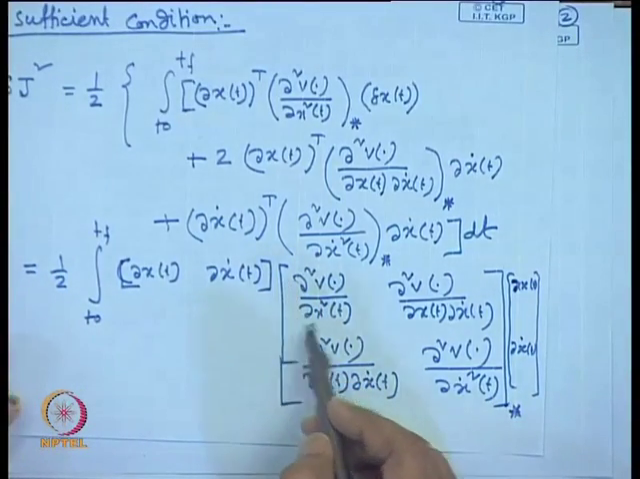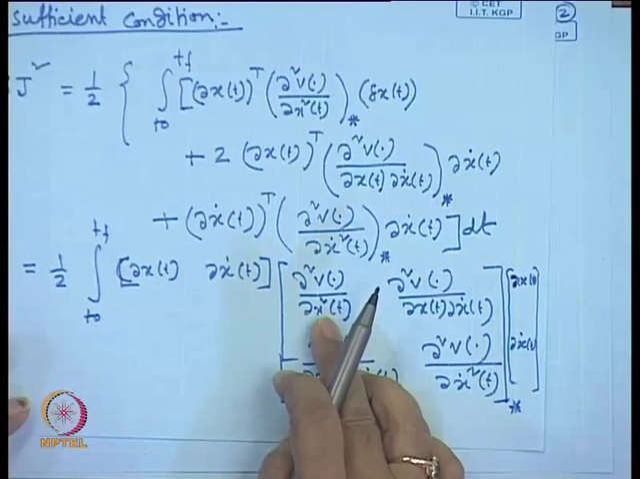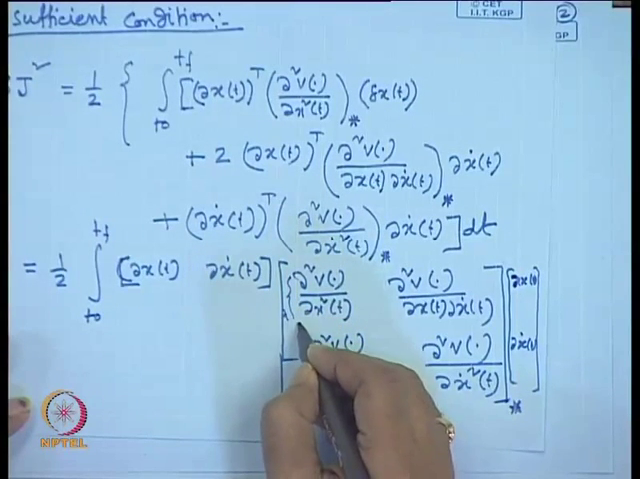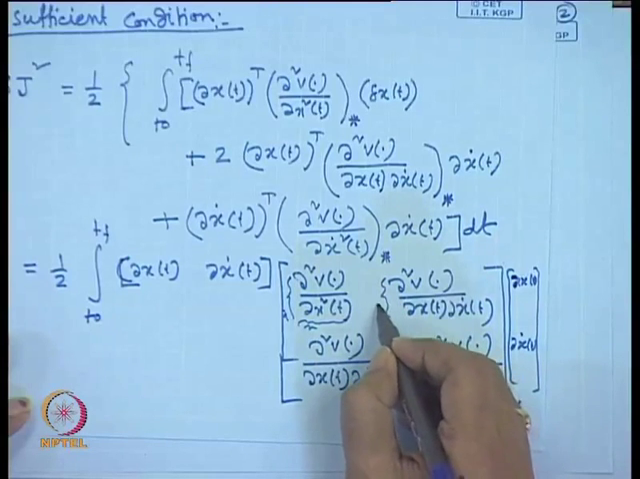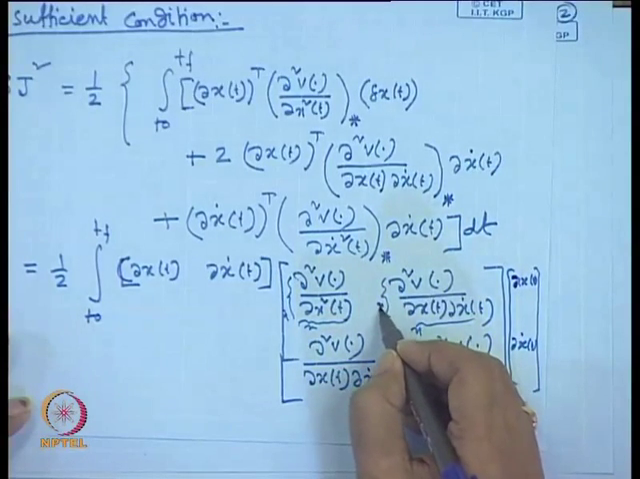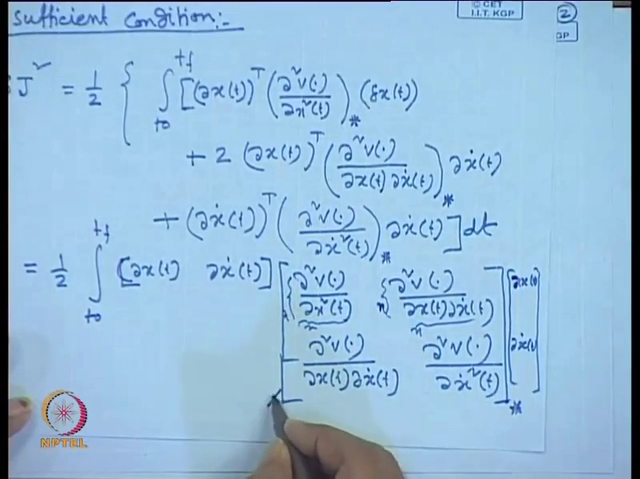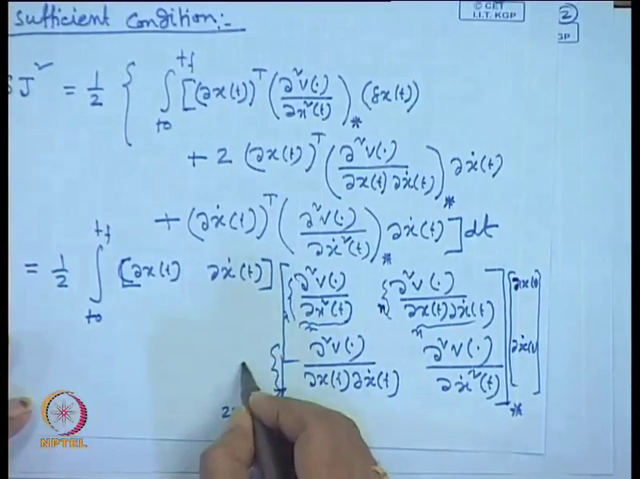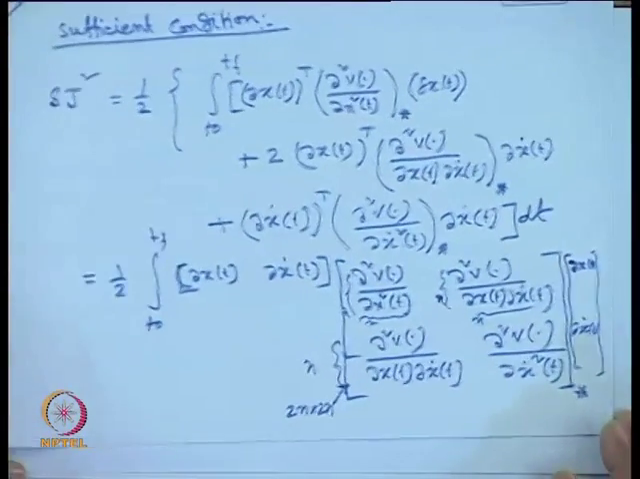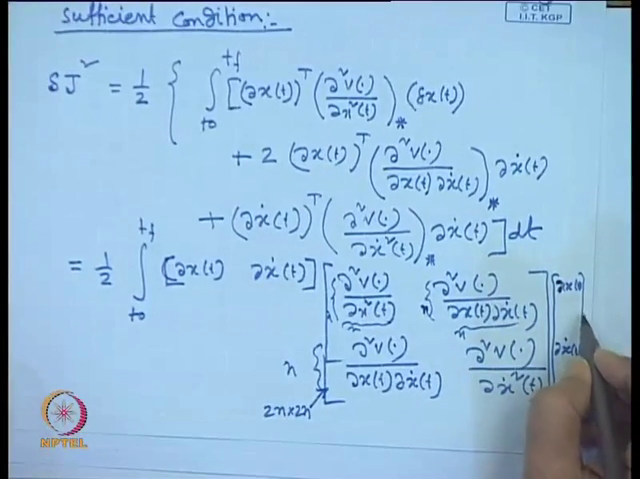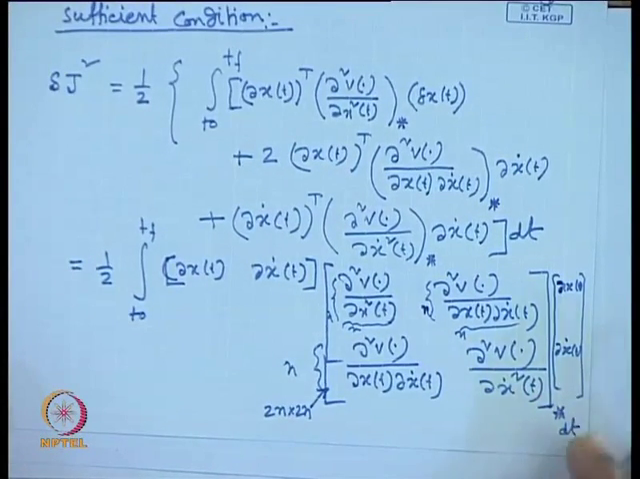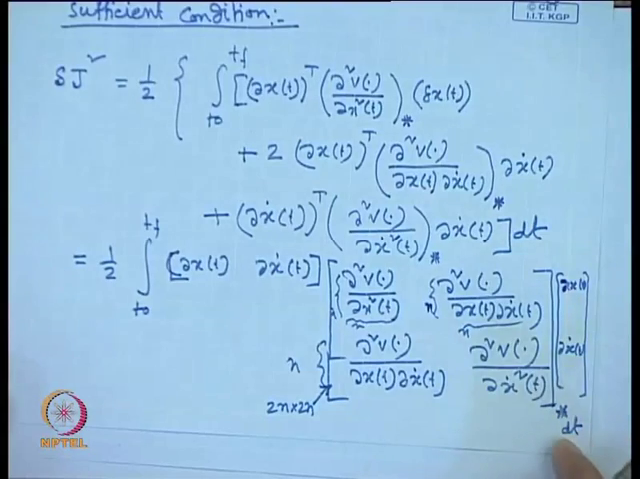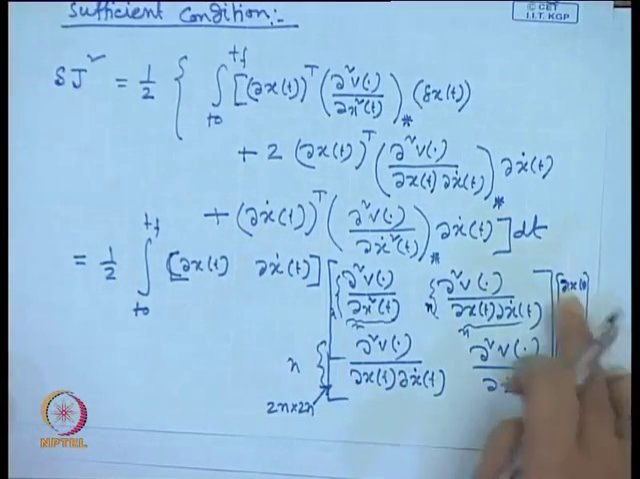Now see this one, this is a matrix of dimension, if x has n variables, then this is a matrix of dimension n cross n, n rows n columns. This is also n rows n columns, and similarly the whole matrix dimension will be twice n into twice n. Now, in order to differentiate this whole thing with respect to dt, this is a row vector multiplied by a column vector, so this whole quantity is a scalar quantity.